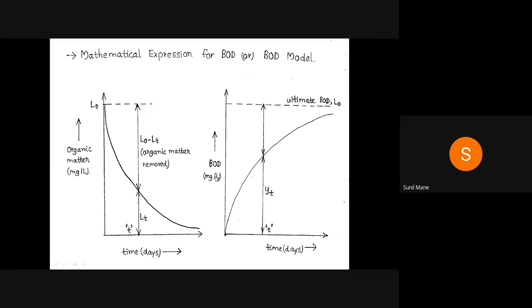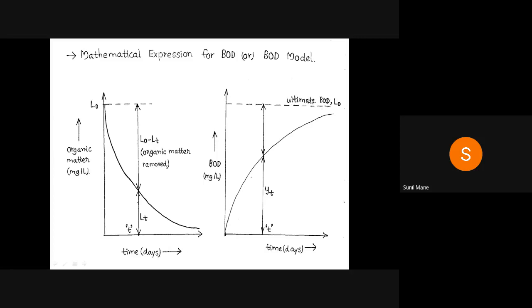how much oxygen is being consumed, right? So here at L0, at time zero, L0 means maximum organic matter present. Whenever the maximum organic matter has been consumed, you can say at this particular point that the organic matter has been consumed, that means the ultimate BOD, the maximum BOD, is available at this point.